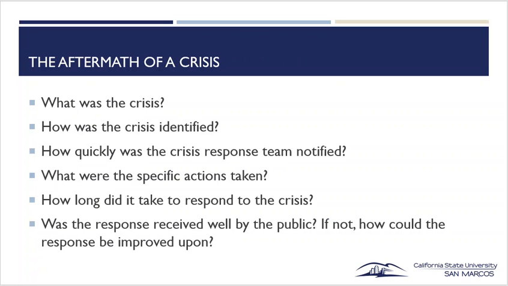So after the crisis, you want to discuss what happened, so that you can move forward and hopefully avoid this happening again, right? So what was the crisis? How was the crisis identified? How quickly was the crisis response team notified? What were the specific actions taken? How long did it take to respond to the crisis? Was the response received well by the public? If not, how could the response be improved upon?